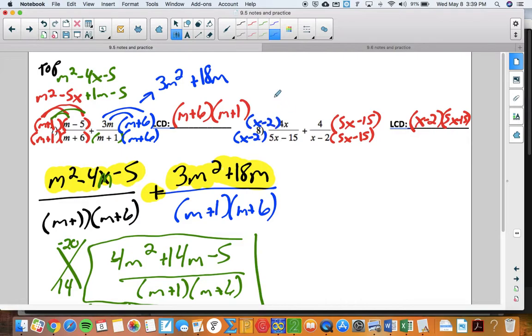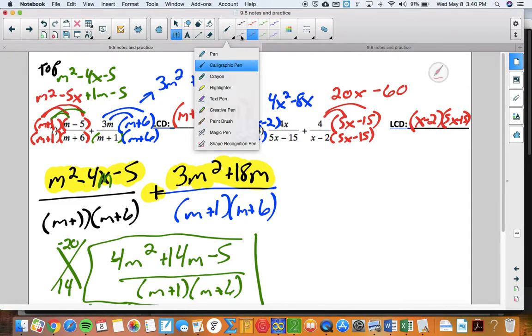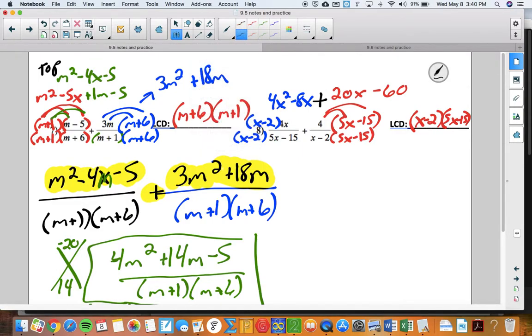So distribute that through, you get, on the left side, 4x squared minus 8x. On the right side, you're going to get 20x minus 60. And on this, we are adding the numerators together. See the plus sign right there?